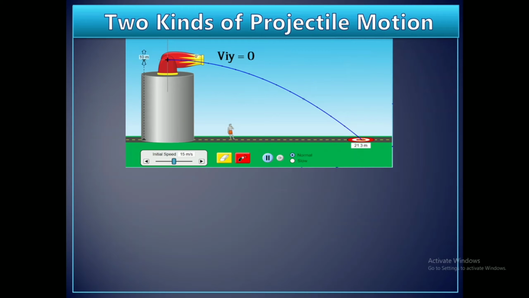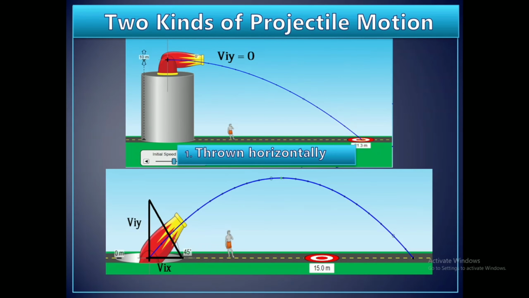There are two kinds of projectile motion. The first kind is the one that is thrown horizontally. In this case, your initial velocity along the vertical is always equivalent to 0. The second kind is the one that is thrown at an angle. In this case, there will be an angle, in my example, 45 degrees. There will also be an initial velocity along the horizontal and an initial velocity along the vertical.